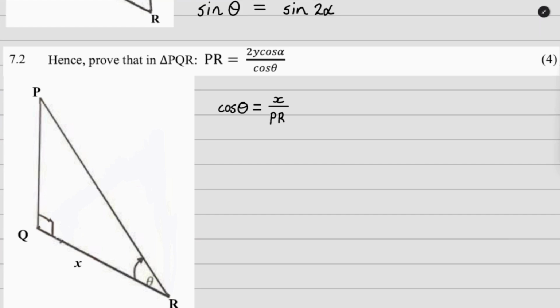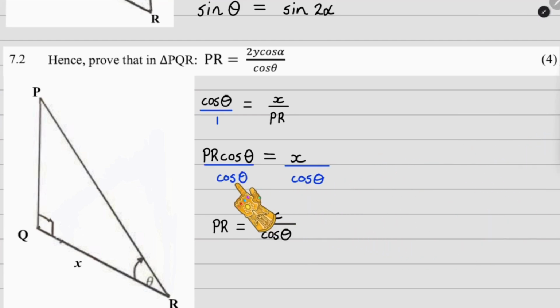So you put cos theta over 1 like this, and then you multiply going up. So I bring this 1 up. 1 times x is just x. And I bring this PR up. PR times cos theta is just PR cos theta. And then from here you divide both sides by cos theta to get PR by itself. And then these cos thetas cancel as we planned for, and x over cos theta cannot be simplified, so there you have it.